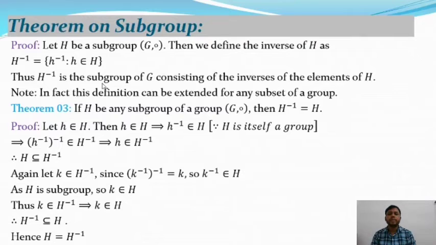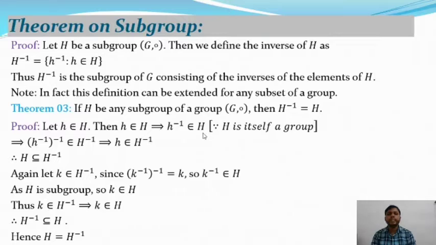Okay, so after that we will take one more theorem on the subgroup. Let H be any subgroup of a group (G, ∘), then H inverse is equal to H. This is the third theorem on subgroup. So here is the proof of the third theorem. Let h belong to H, where small h is the element and capital H is a subset of the set G. Okay, so then h belongs to H implies h inverse belongs to H.